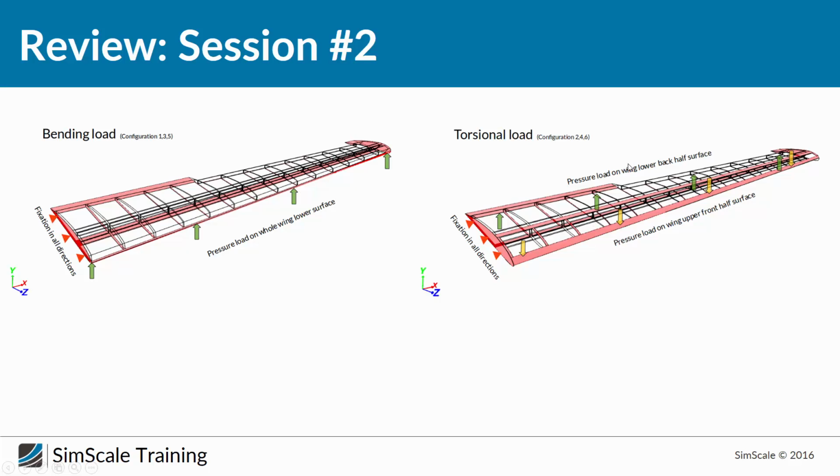There we applied 2 pressure loads, one on the upper front half side and one on the lower back half side of the surface. And it was, for sure, again fixed in all directions here at the surface. You therefore had to create 3 meshes and 6 simulations.